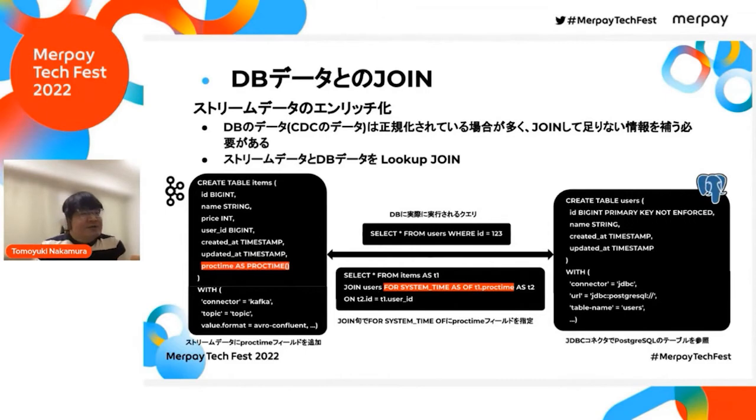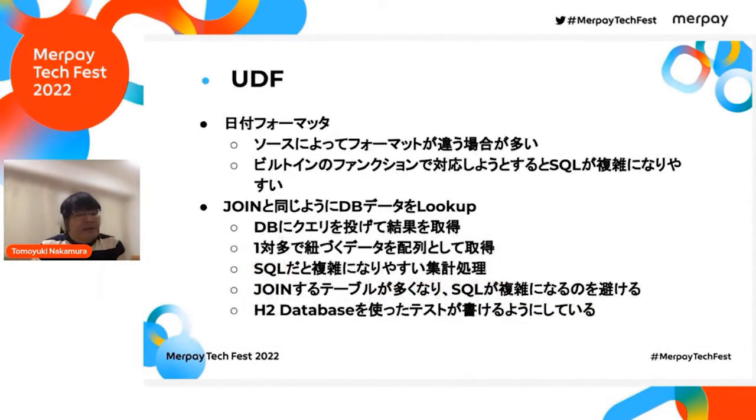Next, let's look at UDFs. UDFs are mainly used for date formatters and for implementing our own functions that can look up DB data in the same way as joins. Dates are often formatted differently depending on the source, and SQL tends to become complex if you try to deal with them using built-in functions, so we have defined functions that allow easy formatting.